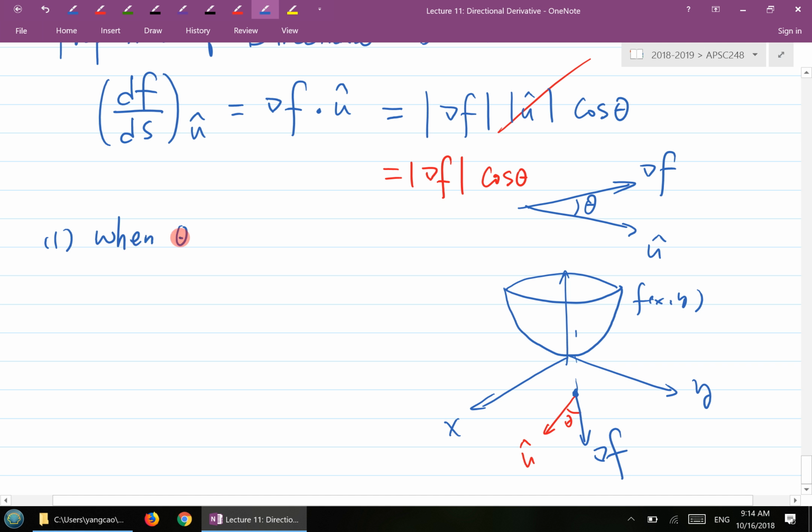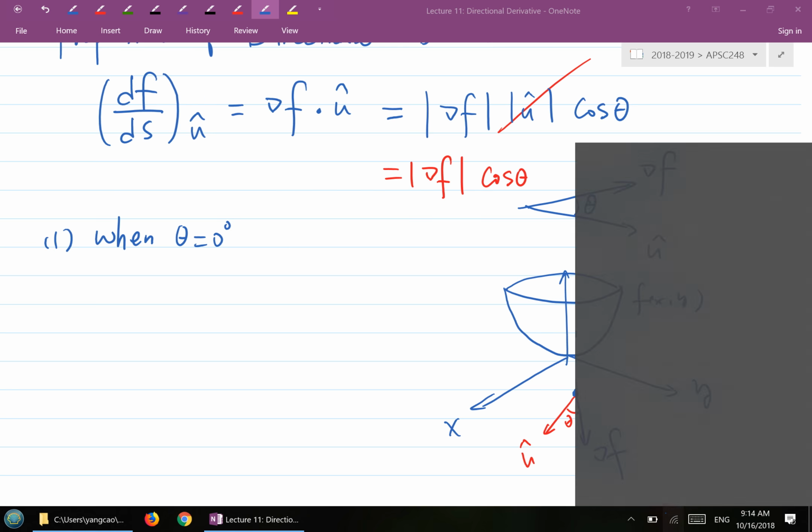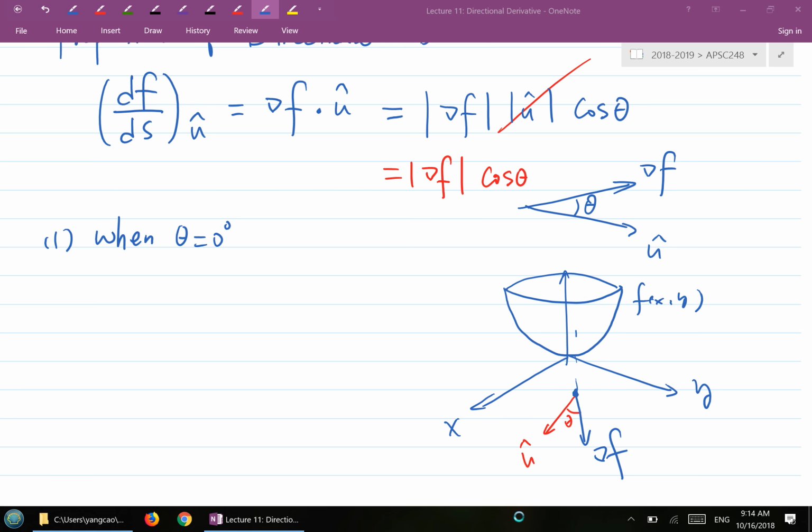Let's look at the first case. What happens when theta is equal to 0 degrees? Just del f, exactly. If I plug in 0 here, we get cosine 0 equal to 1.